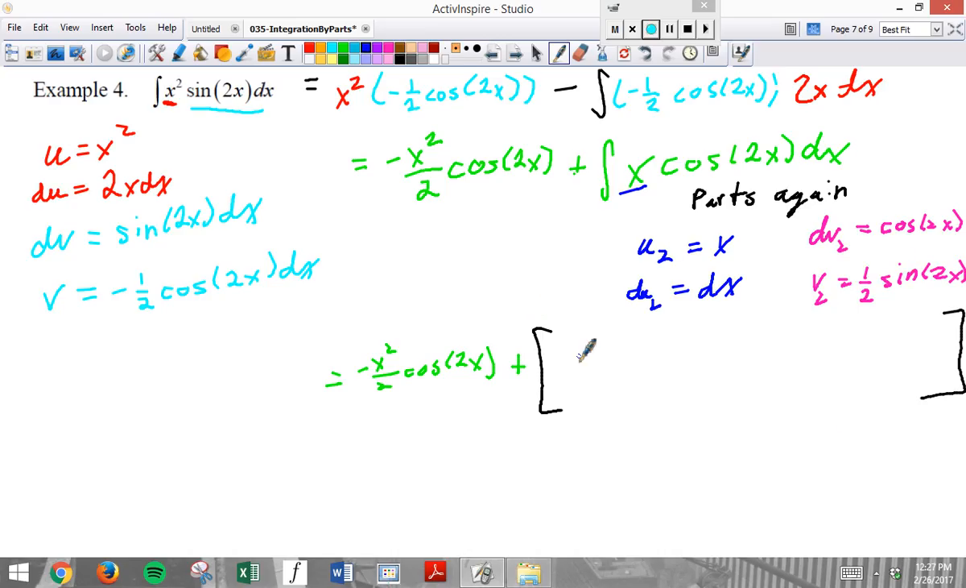I'm going to mix it up here just to make it look interesting. Ultraviolet minus the integral of voodoo.